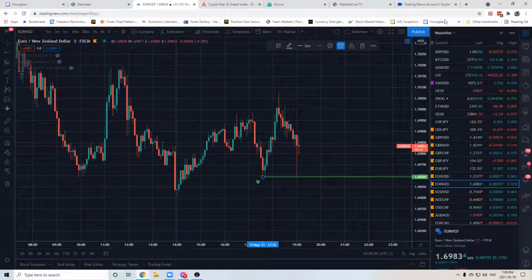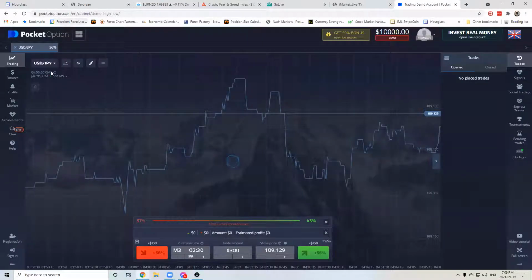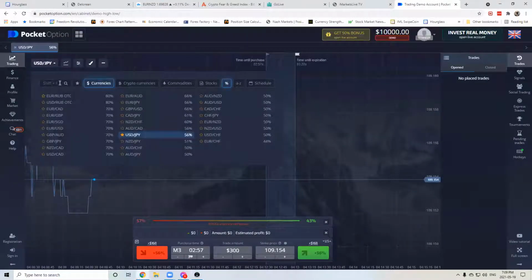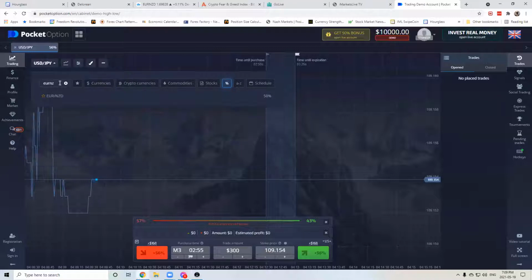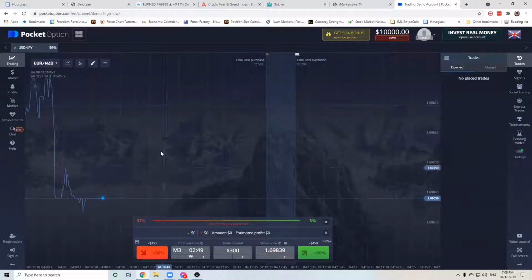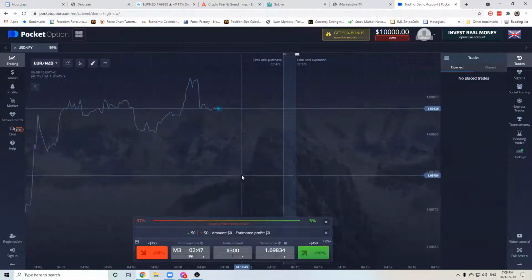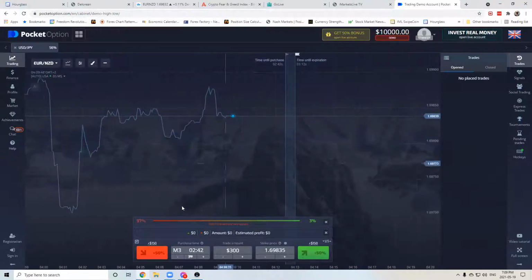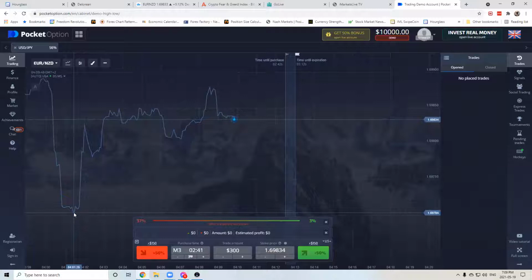And now we're going to go back to Pocket Option. We're going to pull up Euro NZD. Oh, it's only paying out 50%, but that's okay. We're not here to make money. We're just here to click some buttons, win some trades. So there is the level right there that I believe we're looking for.